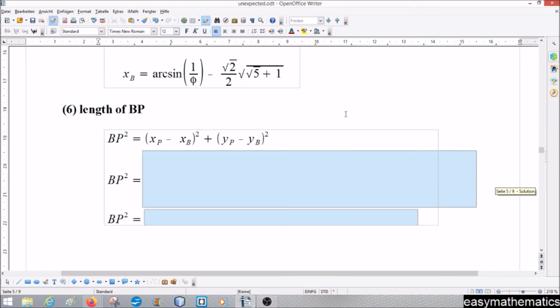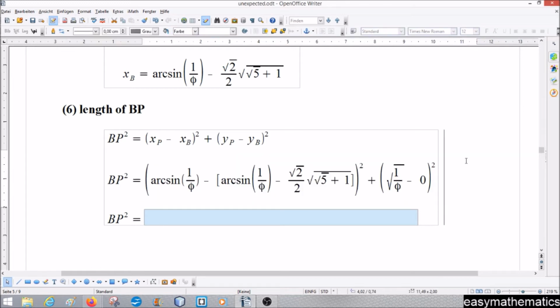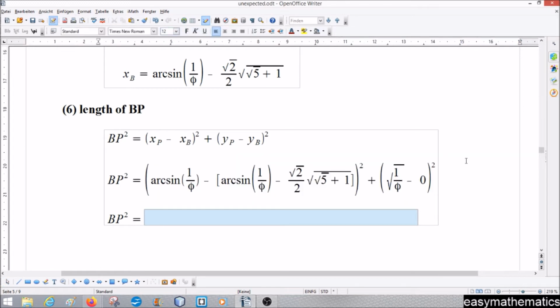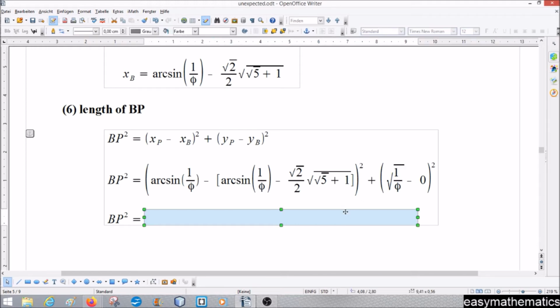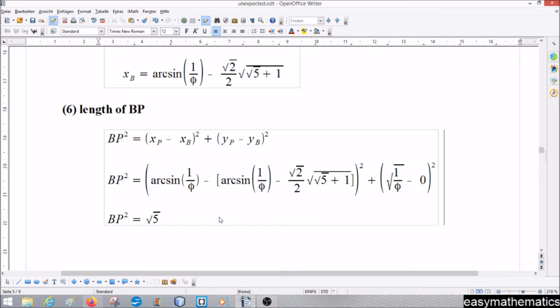Now we are ready to take care of the length of BP. We use the Pythagorean theorem: xp minus xp quantity squared plus yp minus yp quantity squared. We plug in all the values to get this. So the arcsine cancels out. All we are left with is square root 2 over 2 times the square root of the quantity squared minus 1 over pi, square root of this quantity squared, and after some simplification you will get square root of 5. I left the squared here because it looks messy to use the square root here. Okay.